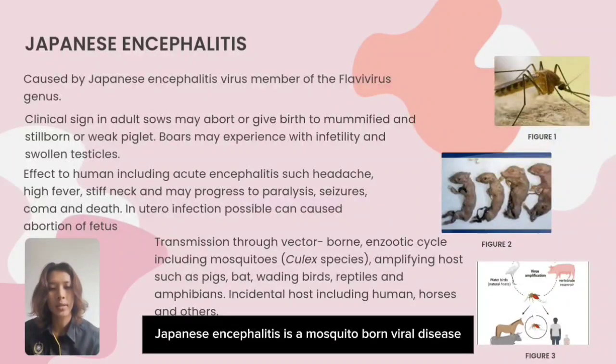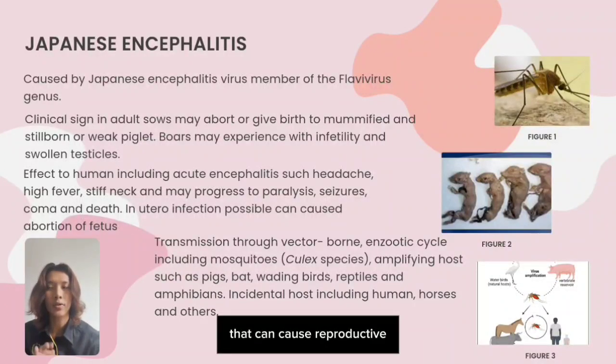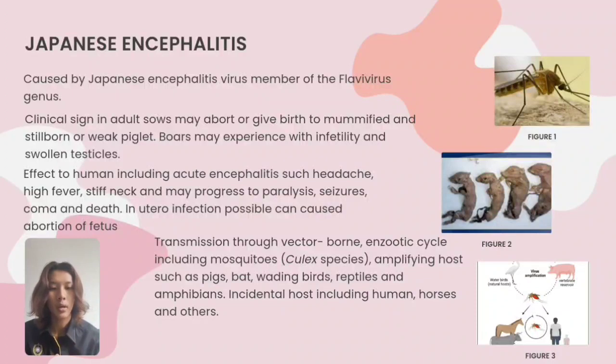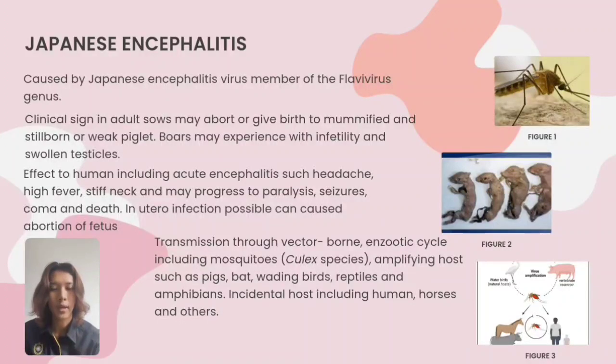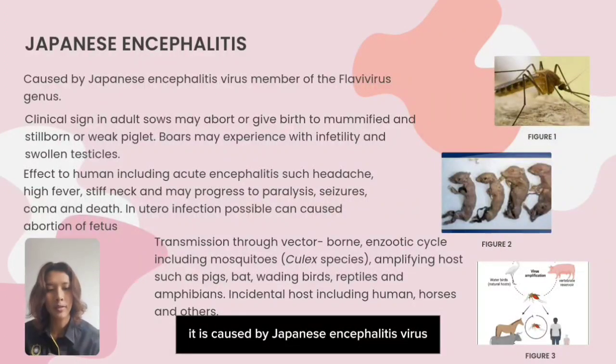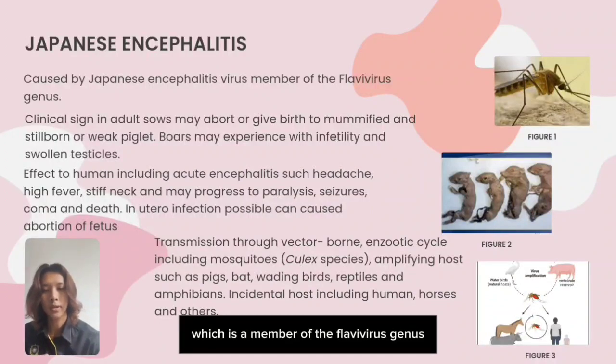Japanese encephalitis is a mosquito-borne viral disease that can cause reproductive losses and encephalitis in susceptible animal species. It is caused by Japanese encephalitis virus, which is a member of the flavivirus genus.